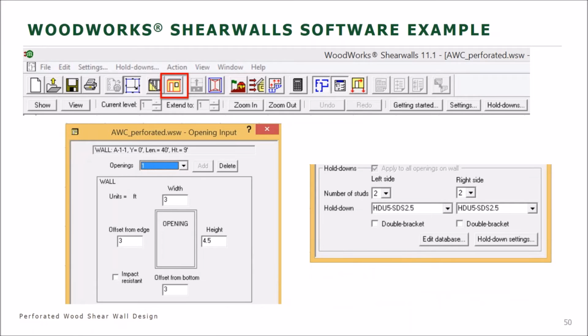Once we've defined our wall construction, we can then go in and indicate where we have openings in our shear walls. So we can see here that we can define the width of the opening, the height of the opening, the offset from the bottom of the shear wall, and the offset from the edge of the shear wall. As well, on the right side, if we have a segmented approach, we're going to need to define hold downs on each side of those openings. And so similarly, here we have selections from the Simpson Strong-Tie catalog for hold downs on either side of the opening.